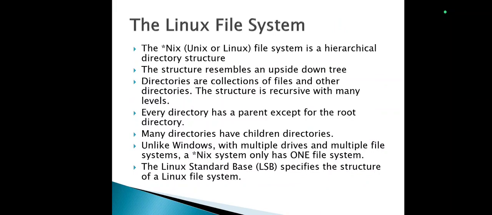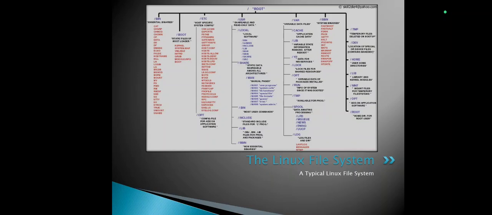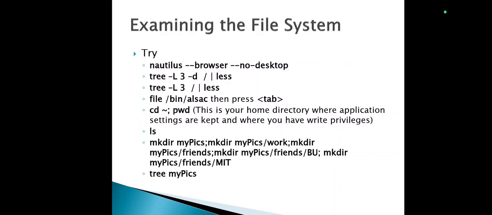Unlike Windows, which has multiple drives and multiple file systems, a Linux system only has one file system. The Linux Standard Base, LSB, specifies the structure of Linux's file system. Examine the file system. The home directory of applications, scripting kept with the private privileges.